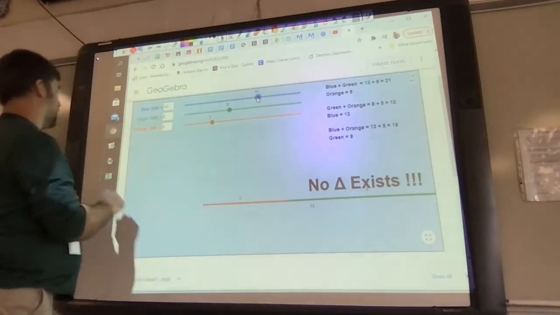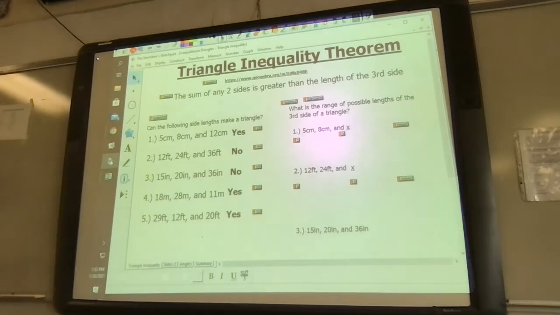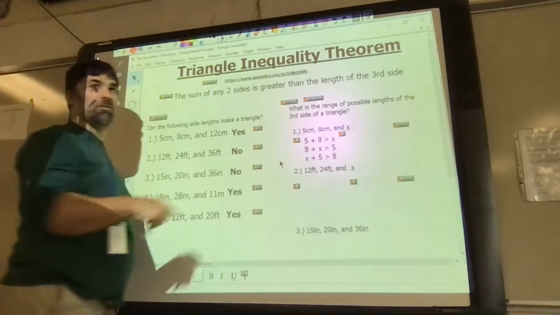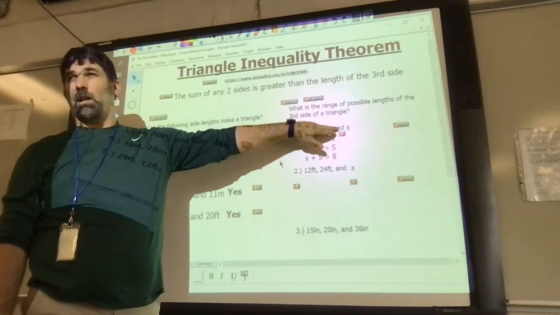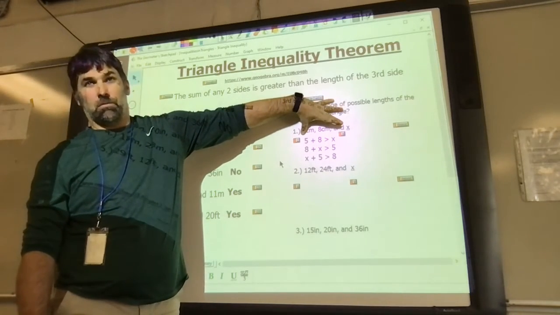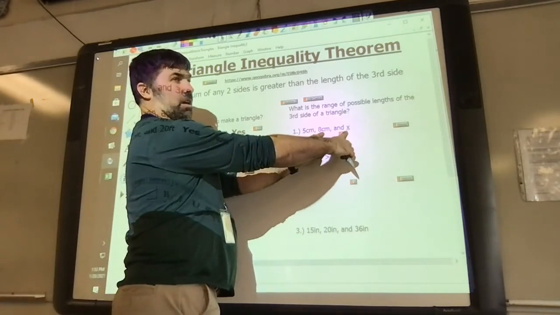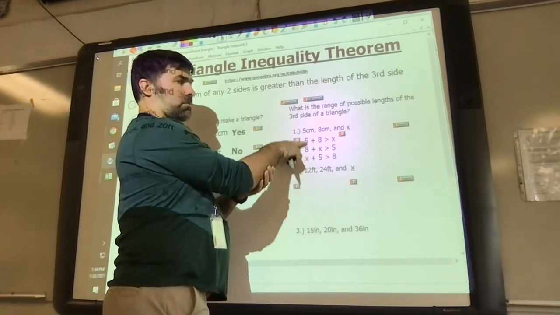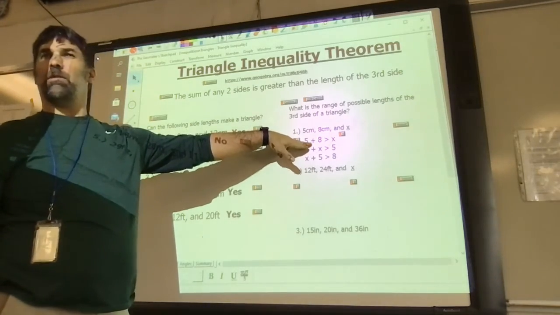If you don't have this little handy dandy thing, which you won't, here's what you do. If any two lengths have to be bigger than the third, all 3 of these have to be true. So let's say 5 and 8 are the smallest. It has to be bigger than the third. We're going to call it X. We're going to throw a little algebra in. Let's say 5 and whatever X is are the two smallest. It's got to be bigger than 8. Let's say 8 and whatever X is are the two smallest. It's got to be bigger than 5. What if we solve these 3 little inequalities? How would you solve that? Not really solve it, just simplify it.